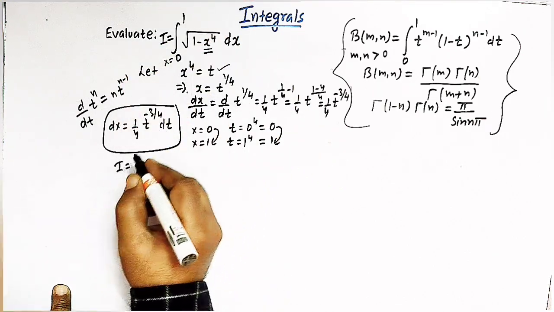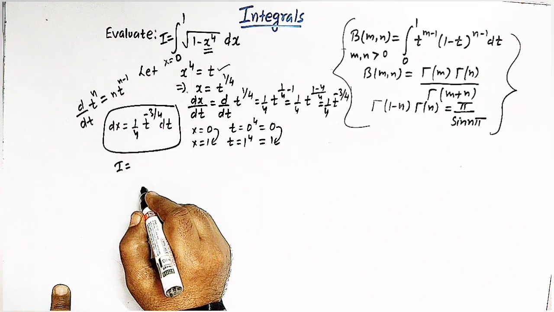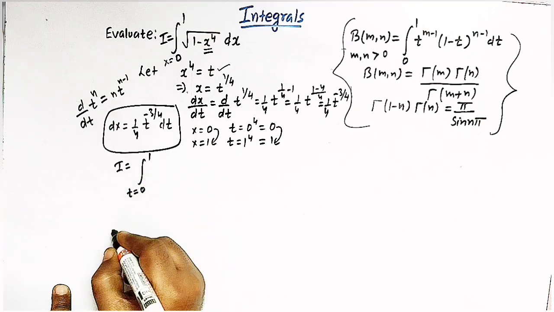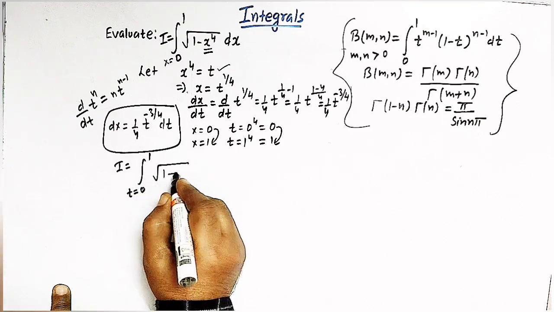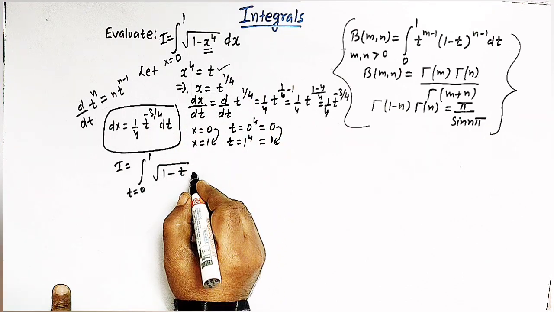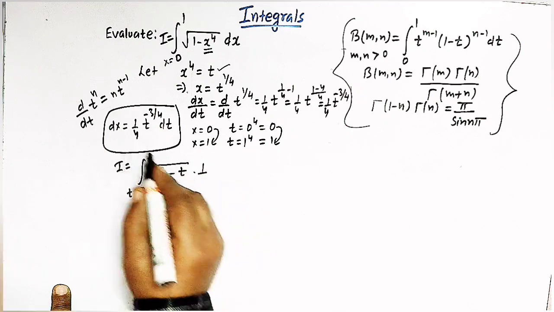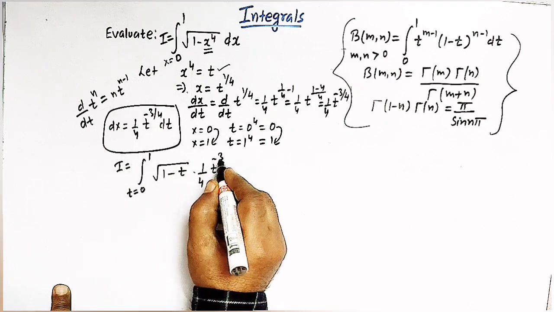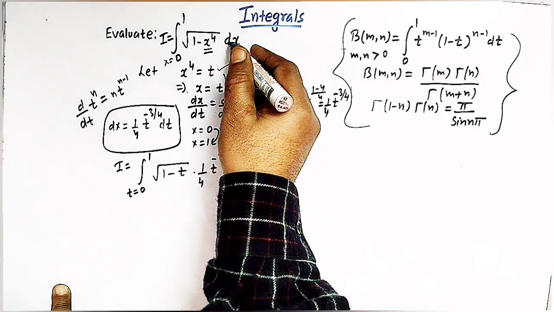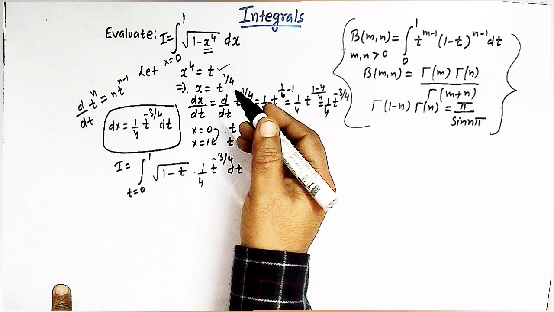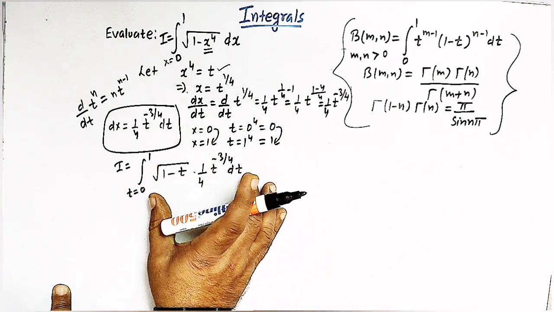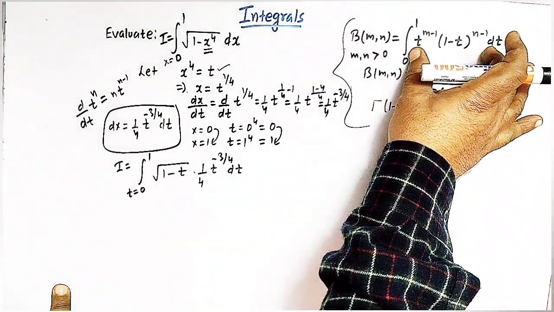So we can now write this integral I in terms of t. So we can now write t is equal to 0 to t is equal to 1, and we have square root of 1 minus t. For x raised to 4 we'll write t, and for dx we can write 1 over 4 t raised to minus 3 by 4, and here we have dt. So now this integral is reduced to this one by the method of substitution. So let us rearrange the terms so that we can form this type of integral.